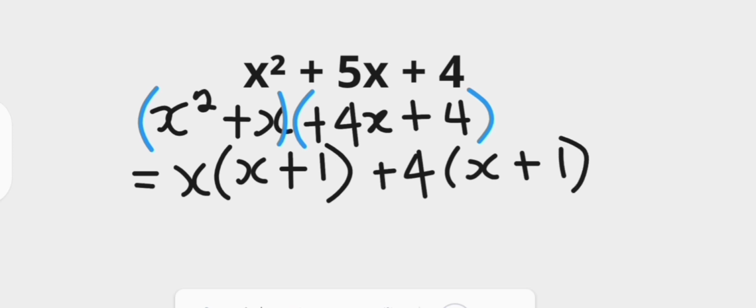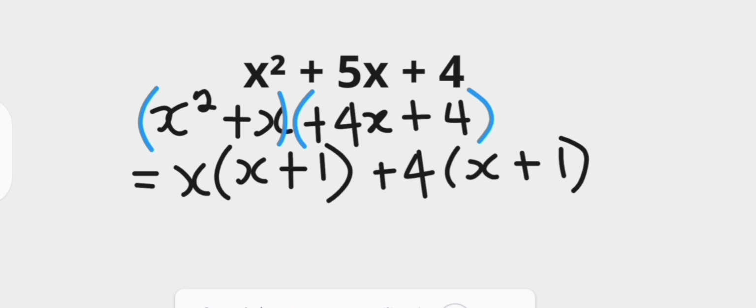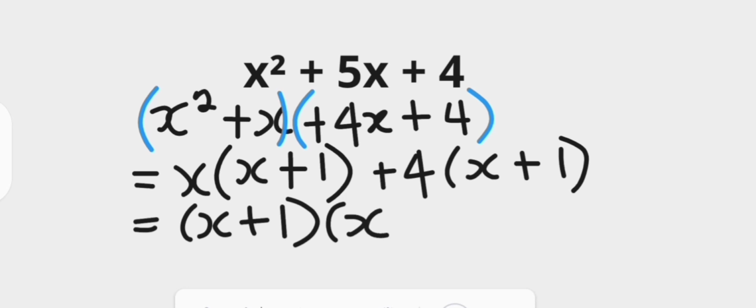Now, at this stage, we could see that x plus 1 is common to the two expressions which we have reduced the whole expression into. So we factor out x plus 1, which is common to both. Then when we factor out x plus 1 from here, we open another bracket. We have x for the first, and the second, we have plus 4. So x squared plus 5x plus 4 factors as x plus 1 times x plus 4.